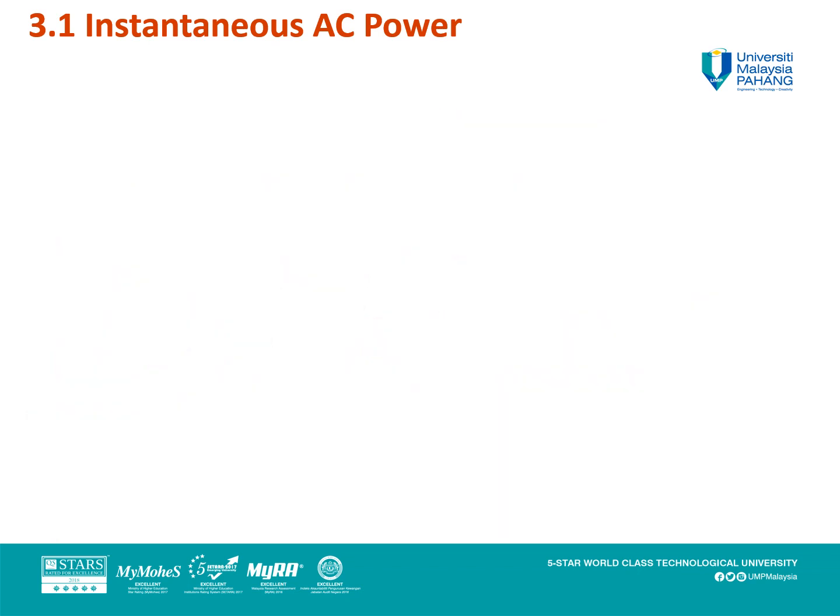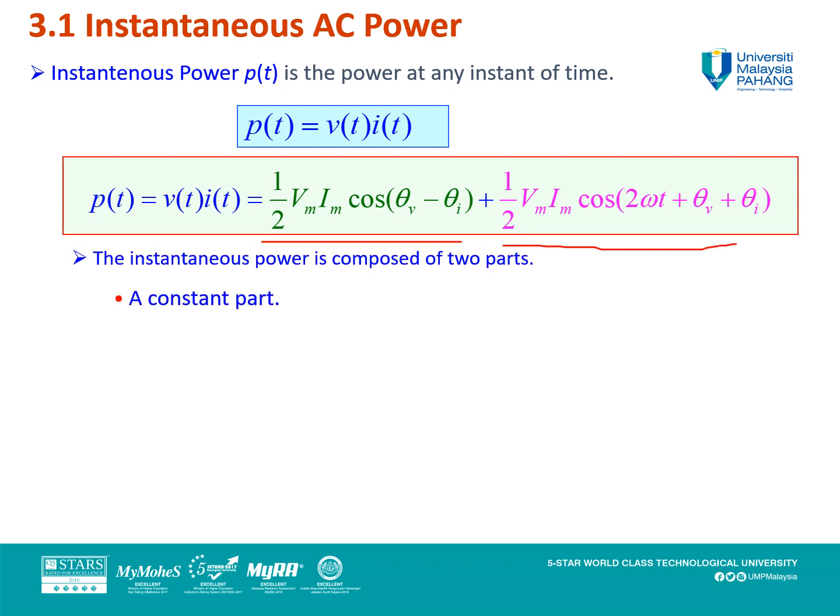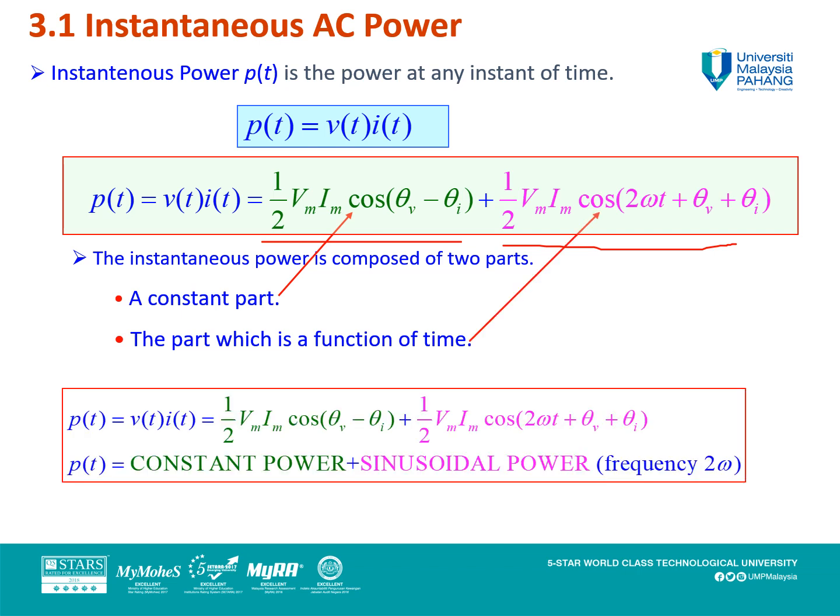Students, the instantaneous power actually consists of two parts. The first part here and the second part here. The first part, we call it a constant part. The second part is the part which is a function of time. So you can remember the first part is a constant part. The second part is sinusoidal power, that means double the frequency.